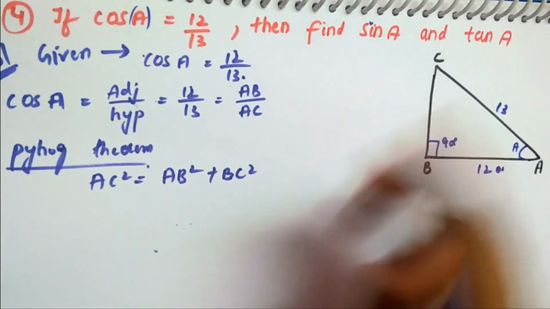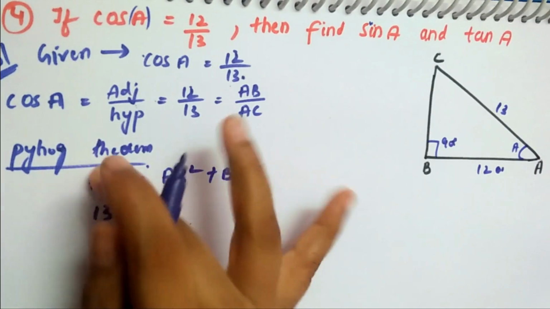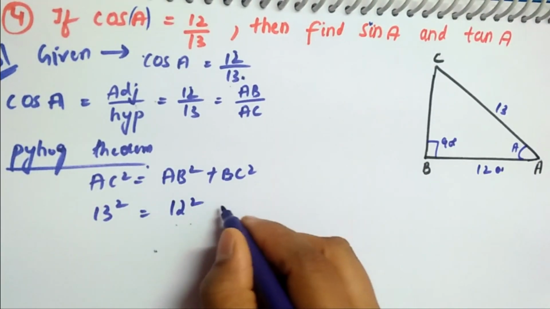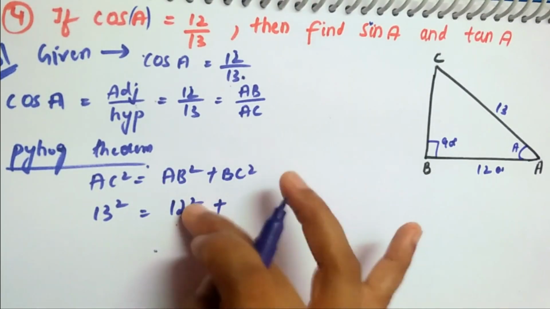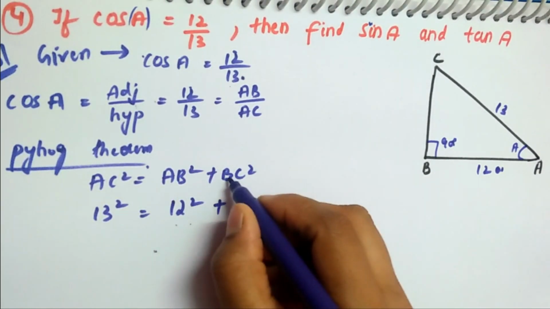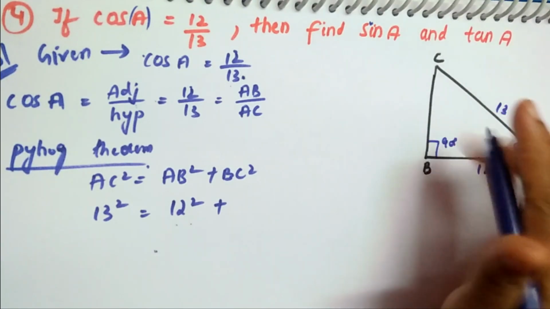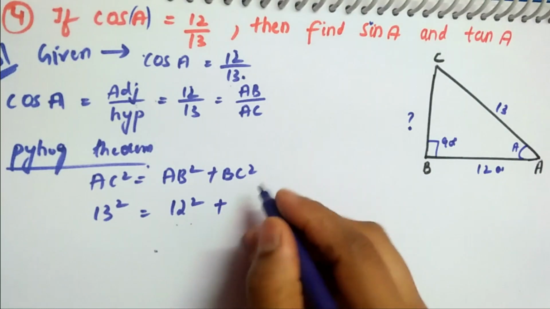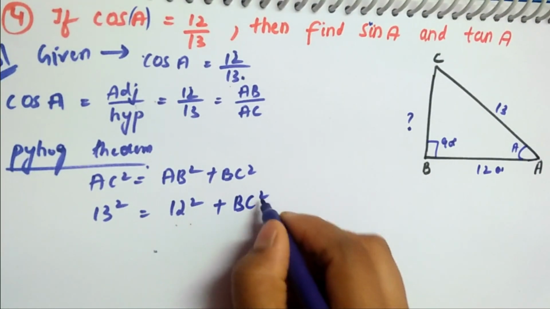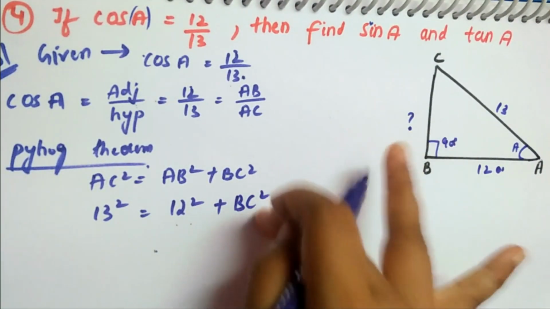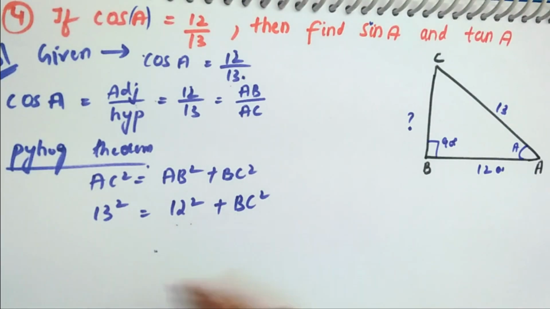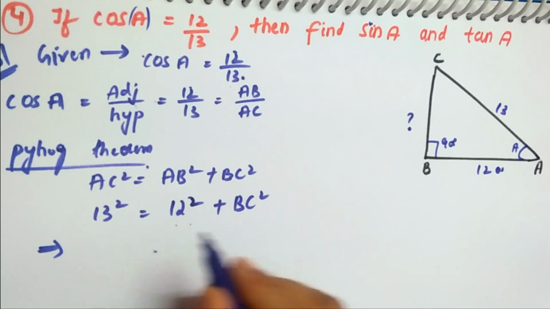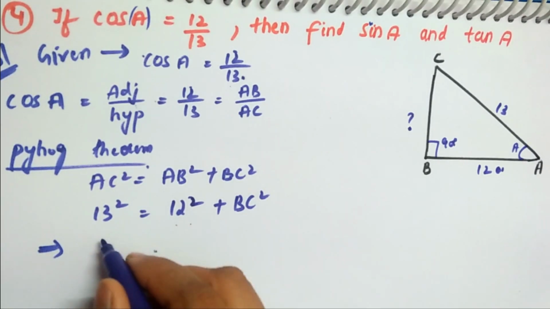Okay, what is AC square? It's 13 square. This is given. AB is given as 12, and we are squaring it. What is BC? We need to find this BC, right? So we are finding BC square. Now it's just simplifying. Nothing else is left.